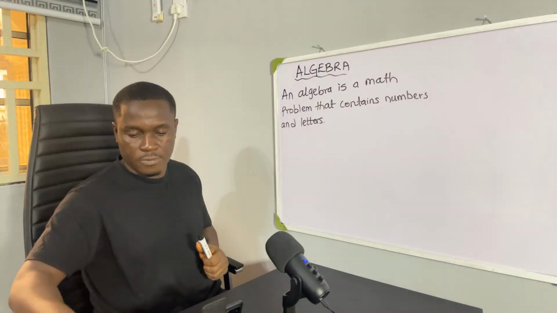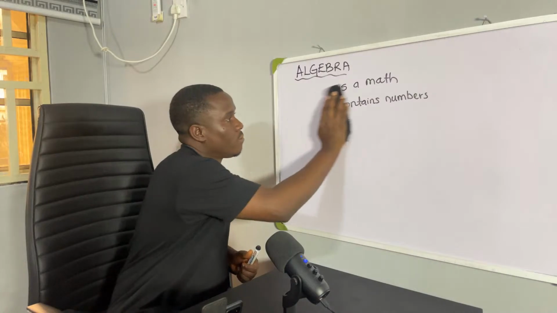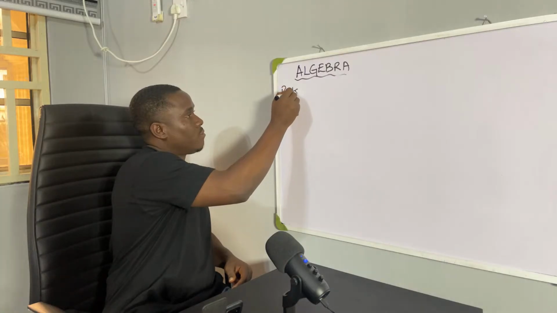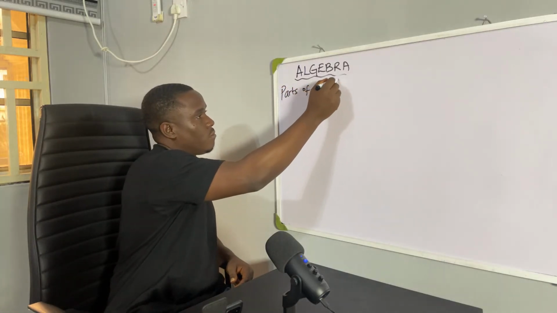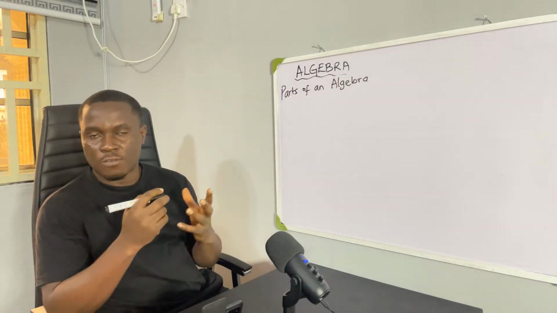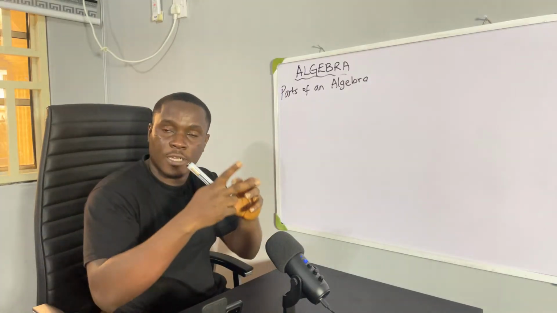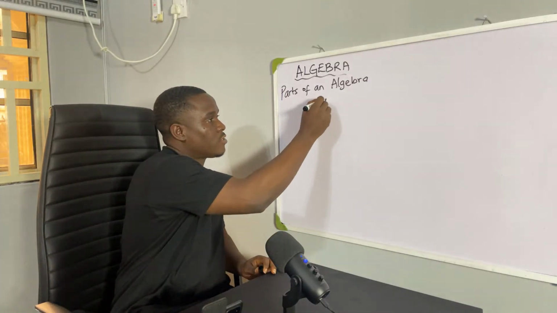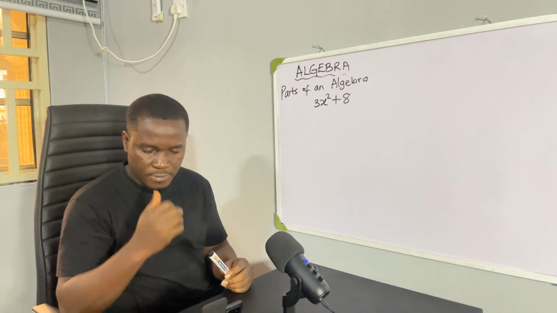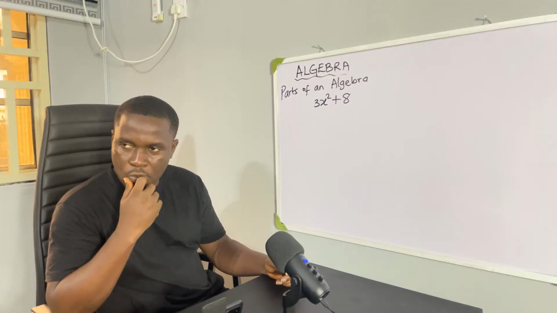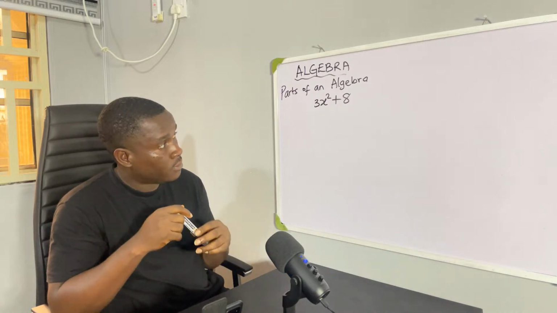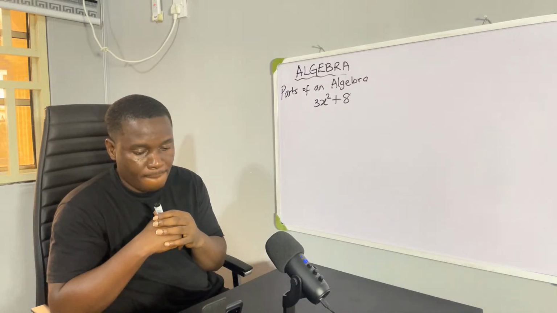Let's write this here. So an algebra consists of different parts that come together. If I have 3x squared plus 8, do you think that is an algebra? Yes, I do. Why do you think so? Because it's a math problem that contains numbers and letters.